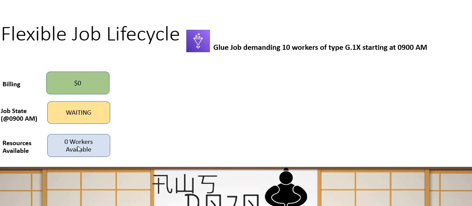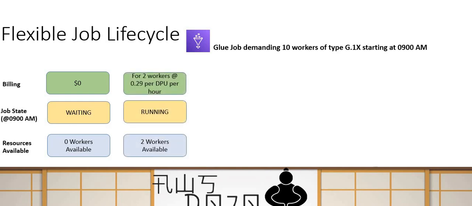So at this point in time, when 9 a.m. comes, the job says, hey, give me 10 workers, and suppose workers were available. In that case, the job will immediately start at 9 a.m. But let's take a scenario where the 10 workers were not available for the job. Then, since 0 workers are available, the job cannot start at 9 a.m., so it will go to the waiting state. And billing will not start. Though you have scheduled it for 9 a.m., billing will not start because the job has not started.